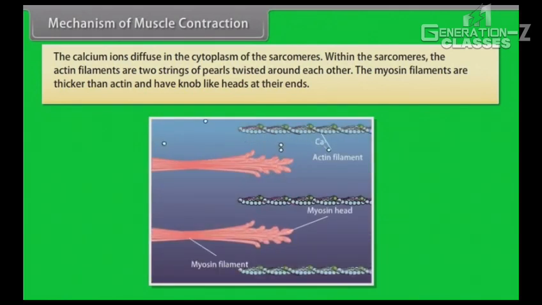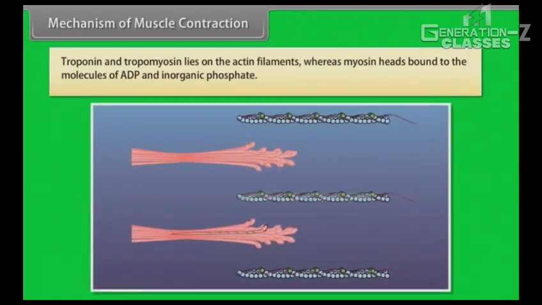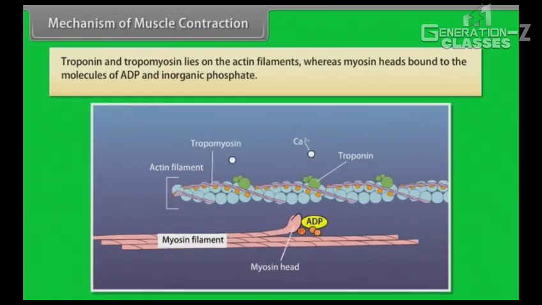Within the sarcomeres, the actin filaments are two strings of pearls twisted around each other. The myosin filaments are thicker than the actin and have knob-like heads at their ends. Troponin and tropomyosin lie on the actin filaments, whereas myosin heads are bound to molecules of ADP and inorganic phosphate.